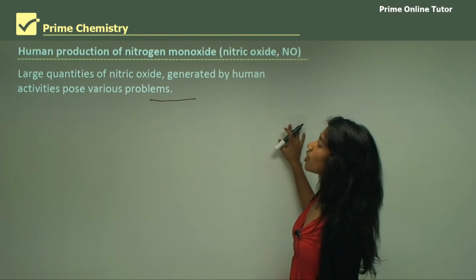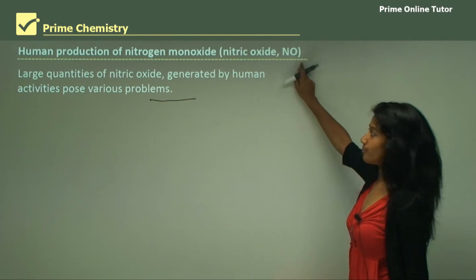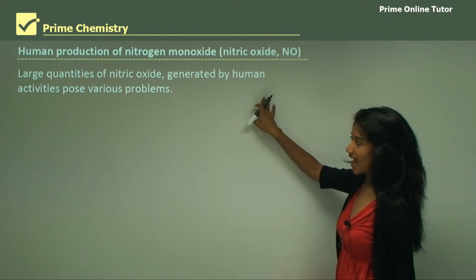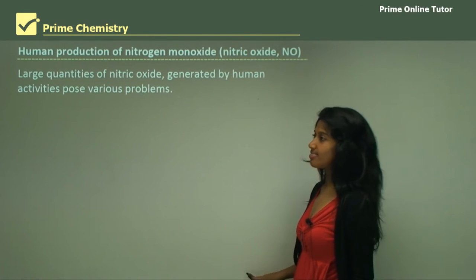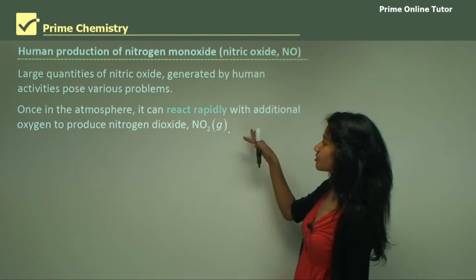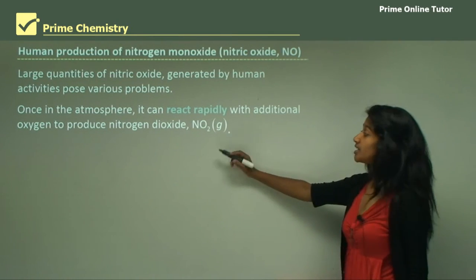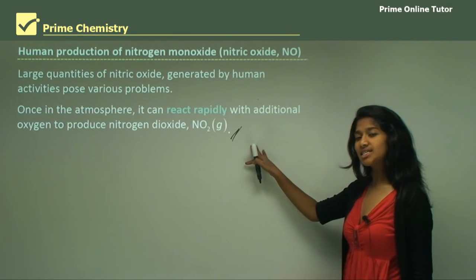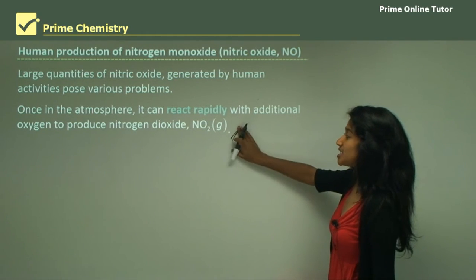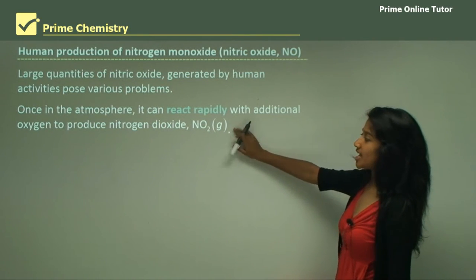Now human production of nitrogen monoxide, which is nitric oxide, NO. Large quantities of nitric oxide generated by human activities pose various problems, and this is regarding the atmosphere. Once in the atmosphere, it can react rapidly with additional oxygen to produce nitrogen dioxide. Nitrogen dioxide is an acidic gas, and it is quite toxic, and it poses danger in the atmosphere.